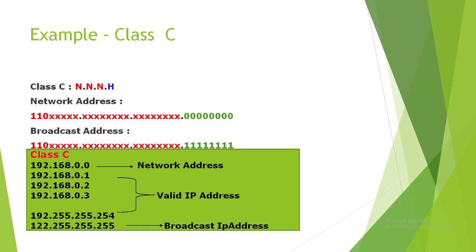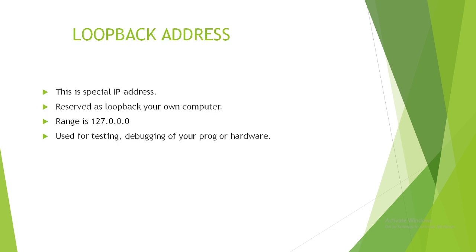This is the class C. Class C is three networks, one host. 192.168.0.0 is the network ID, and 192.168.0.255 is the broadcast ID. 192.168.0.1 to 192.168.0.254 are the valid IP addresses.